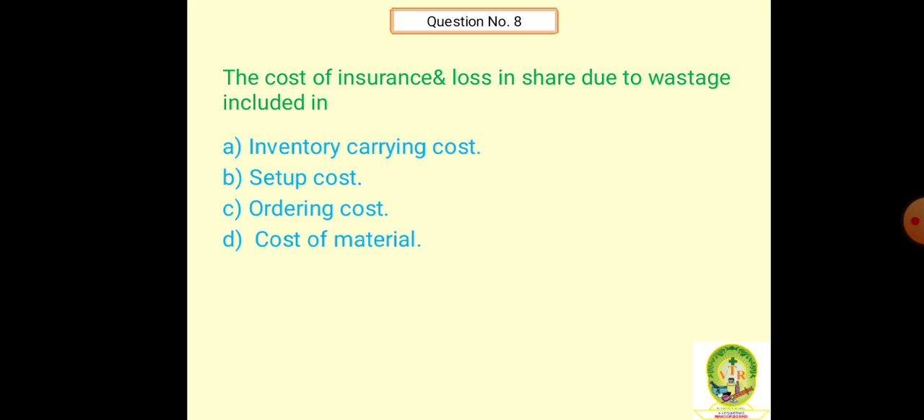The cost of insurance and loss in stock due to wastage is included in, options are A. Inventory carrying cost, B. Setup cost, C. Ordering cost, D. Cost of material. Right answer is A.